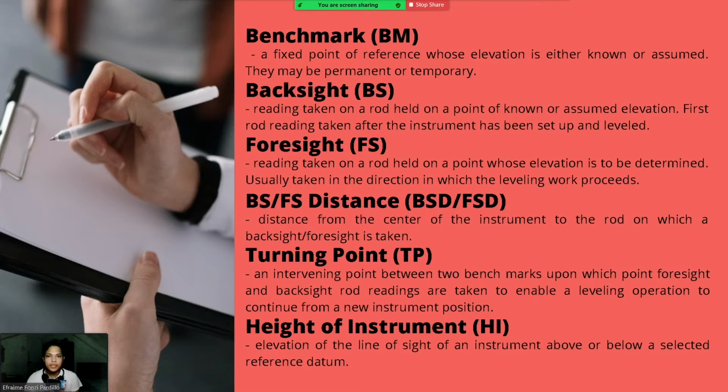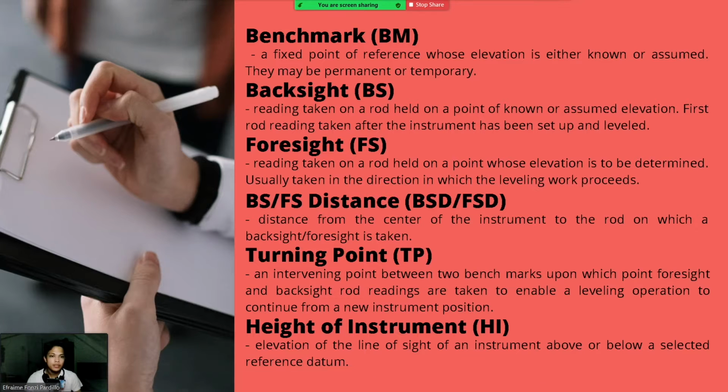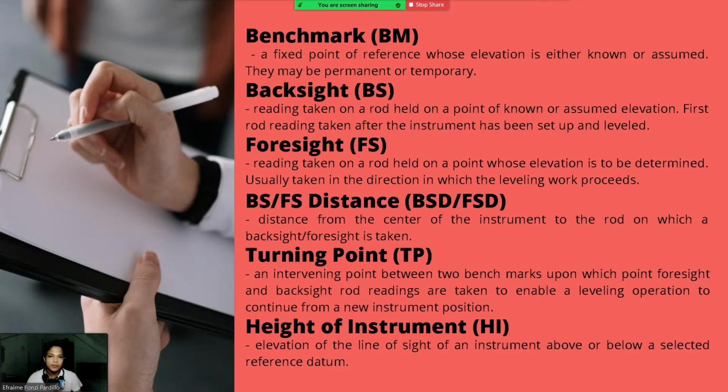Foresight: reading taken on a rod held on a point whose elevation is to be determined, usually taken in the direction in which the leveling work proceeds. Backsight or foresight distance: distance from the center of the instrument to the rod on which a backsight or foresight is taken. Turning point: an intervening point between two benchmarks upon which foresight and backsight rod readings are taken to enable a leveling operation to continue from a new instrument position.